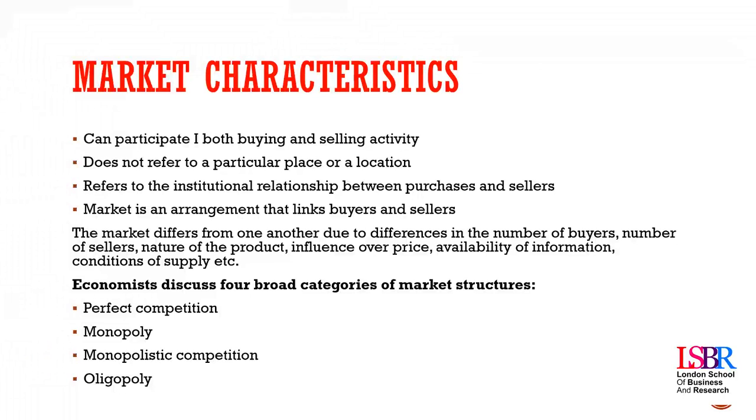For us in economics, when we're looking at market structures, there's four that we really concern ourselves with. The first one is a perfect competition situation. Second one is a monopoly market. Third one is a monopolistic competition. And finally, we have an oligopoly.